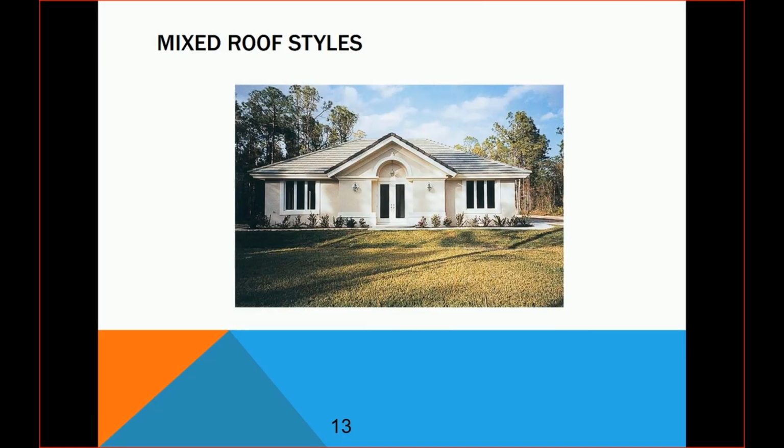This one has a hip and a gable. Again, this one kind of has a pediment on the front of it, if you remember that terminology that we learned early on in the semester. So again, trying to complement. The pediment helps to say entry on this house, and then the rest of it is very simplistic.